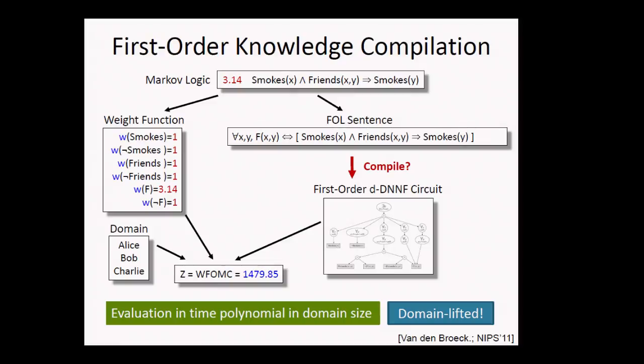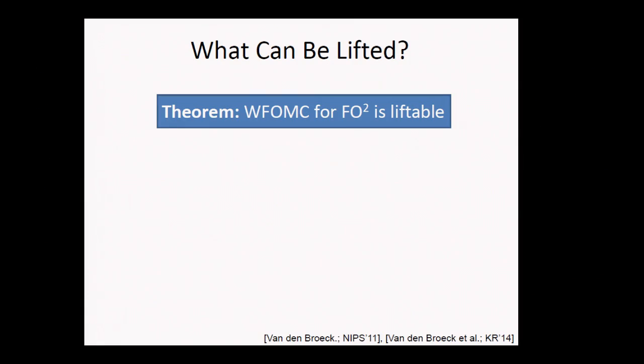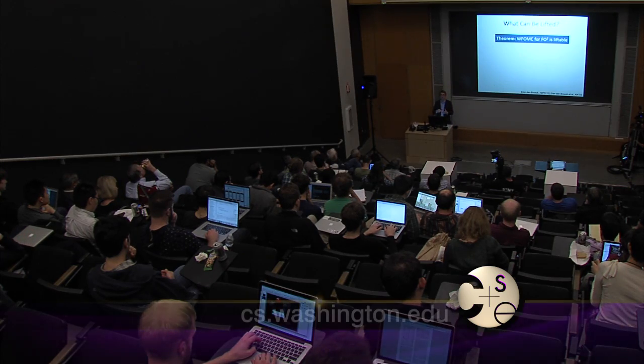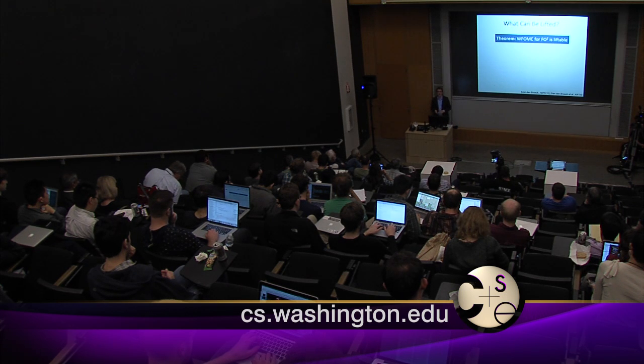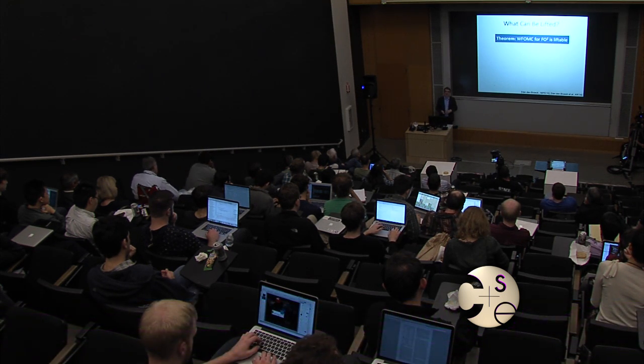So that's a problem. And then the natural question to ask is, when can we do things efficiently and when can we not? And then there's this theorem, which goes back to this NIPS paper here, which kind of started this idea of proving when things are liftable and when things are not liftable. And this theorem says that weighted first order model counting is liftable for FO2. And FO2 is this class of logics that theoreticians like to talk about, but it's perhaps not the most intuitive.